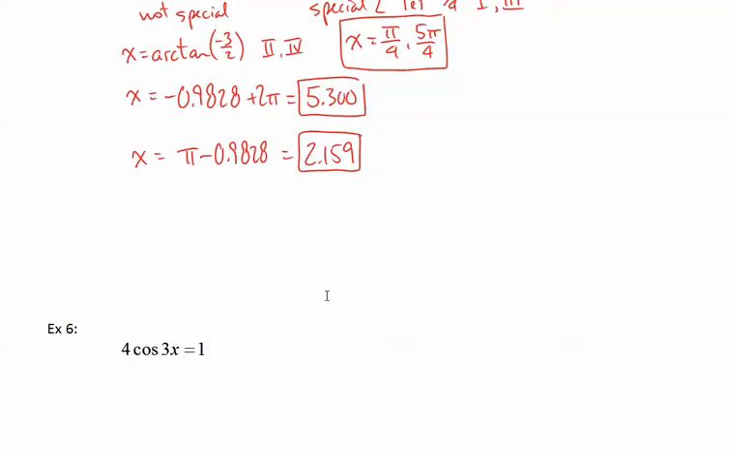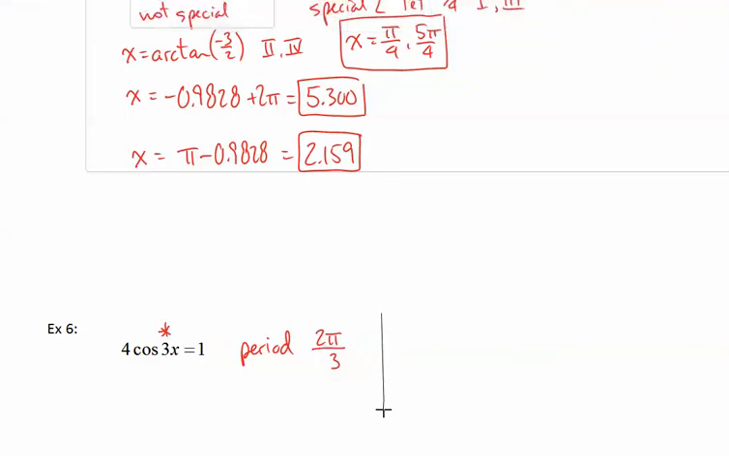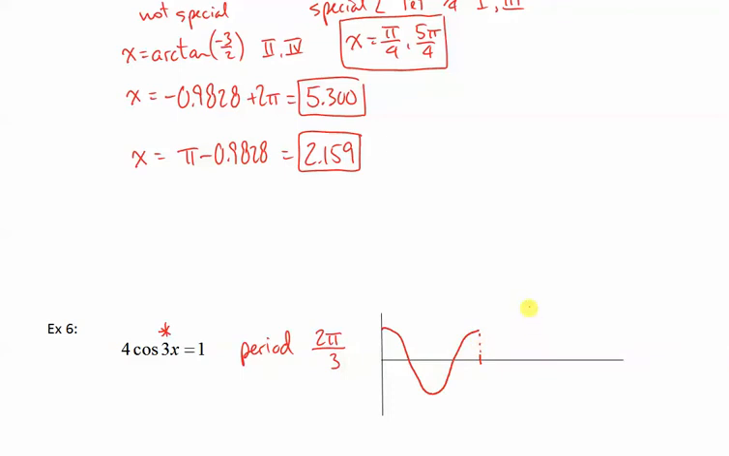The thing that makes this problem difficult is that 3. The period of this function is 2 pi divided by 3. So I'm going to sketch something out to help you visualize what's going on here. I'm going to make some axes, and I'm going to draw a cosine graph. So cosine would normally look like this up to 2 pi, but it's 2 pi by 3.